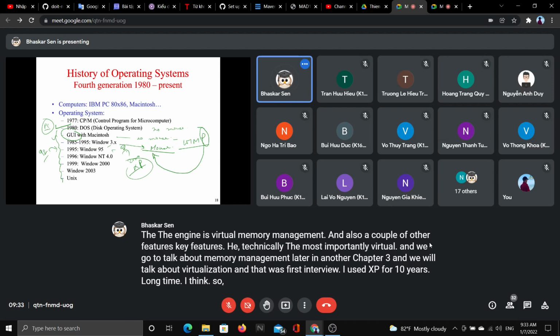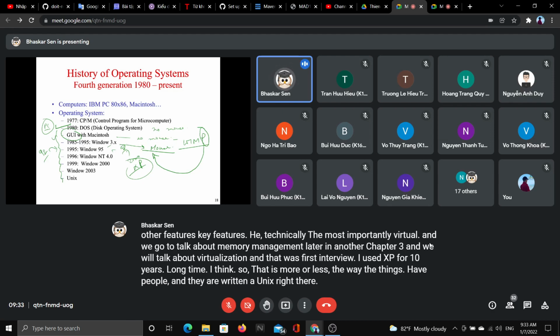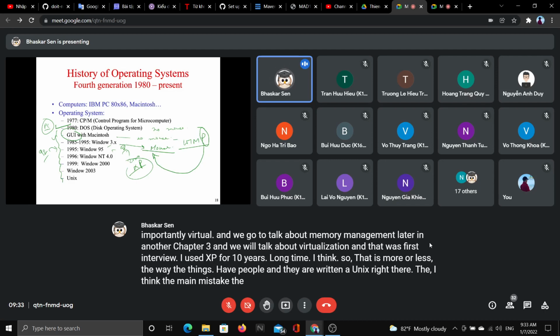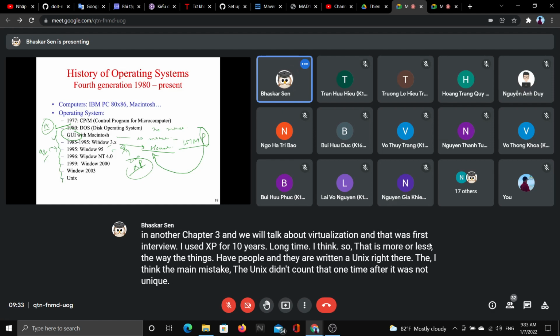So that is more or less the way things have evolved. And they have written Unix right there. I think they made a mistake, because Unix didn't come at that point in time. It was not Unix. I think they meant Linux.